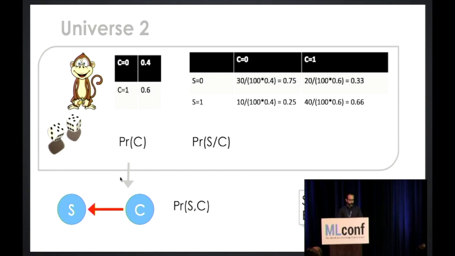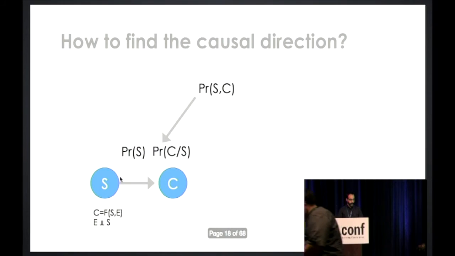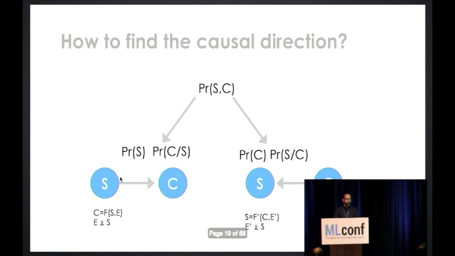And in Pearl's language, it means that the smoking variable is a deterministic function of the cancer variable and some exogenous randomness that is independent from cancer. Okay, great. So what is the task of causal inference? The task is, from observational data, tell me if the data came from universe 1, where smoking causes cancer, or if the data came from universe 2, where cancer causes smoking, or there could be another universe where there is no causal relationship between the two. Maybe the monkey just samples from a joint PDF and assigns both of them.